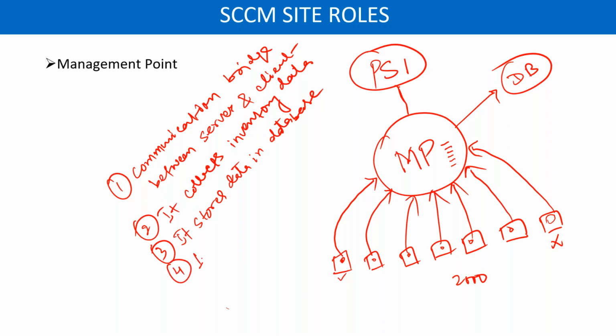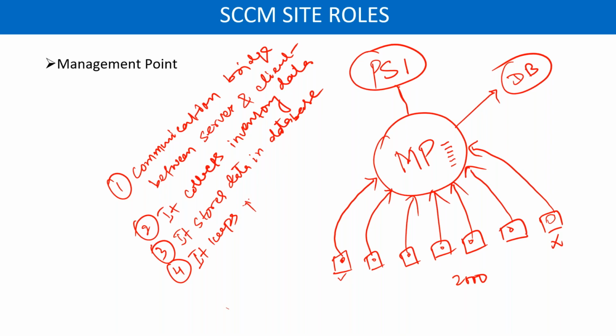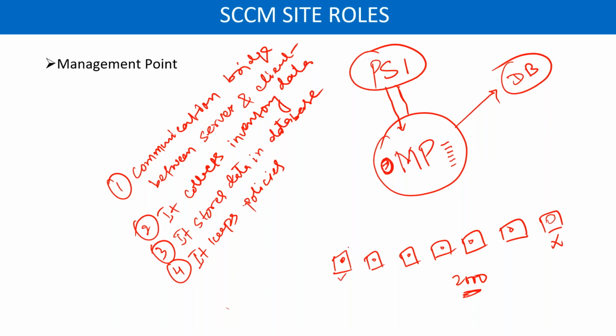The fourth role is it keeps policies. Let's say you have to deploy Google Chrome to these 2000 computers. From the primary site, you will instruct the management point to keep the policy here. Let's say this Chrome policy is present here, right? The clients on these 2000 computers will communicate to the management point. It will find that the policy says we have to install Google Chrome, so it gets the policy from the management point and applies it to the device.